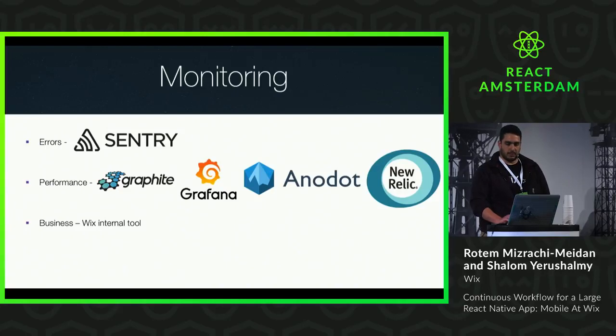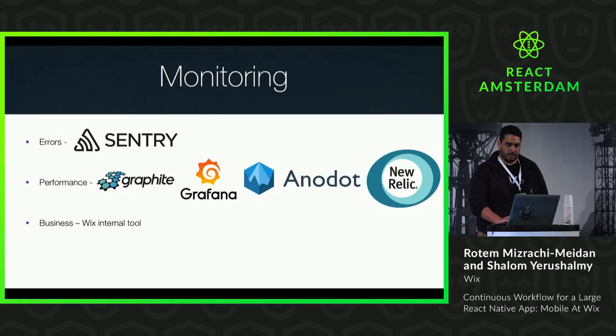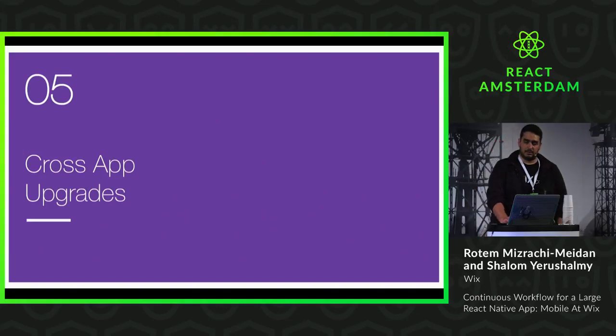This is also for dashboarding and metrics, and as I said, server side. For business, we have an internal tool developed by our BI team, and we use it, for example, to monitor user flows and stuff. So cross-app upgrades are hard, really hard, and we still have no good way of making it easier.